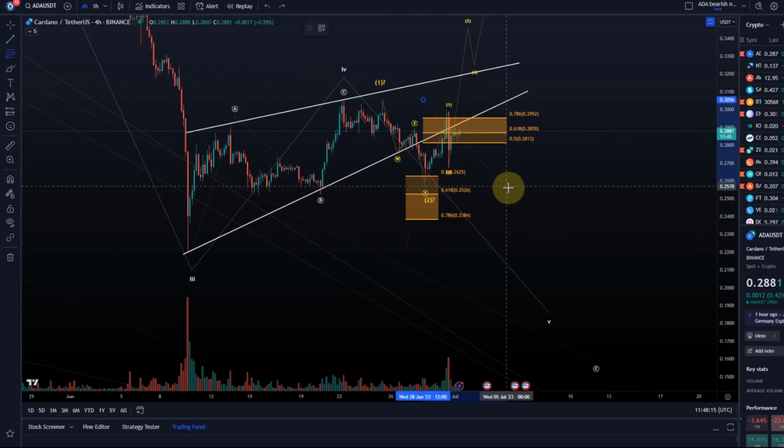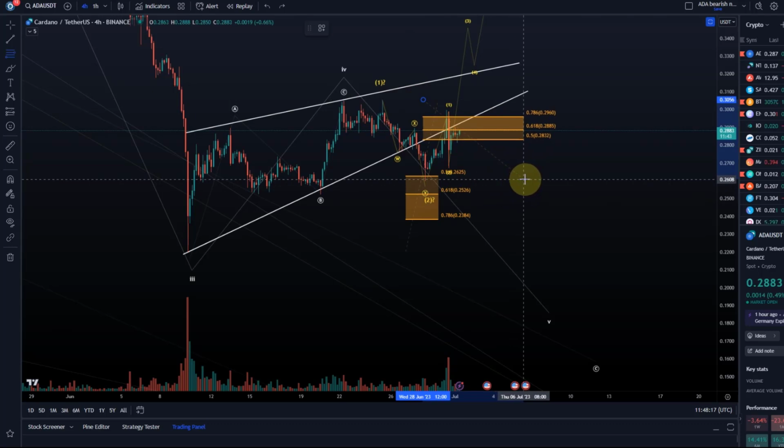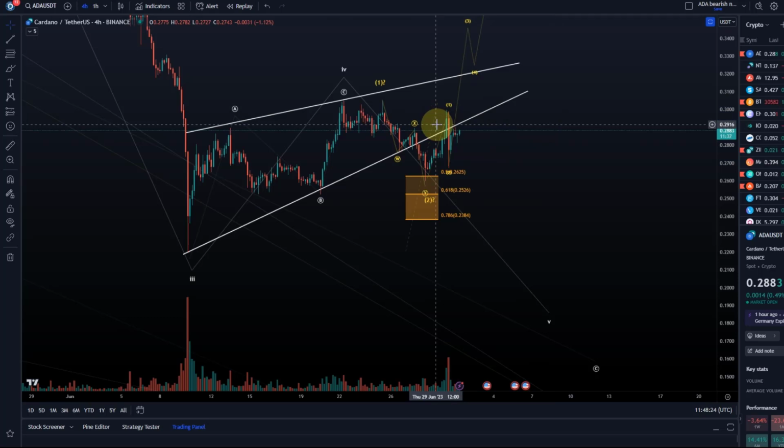It got rejected at the 78.6 retracement. It only briefly broke above it yesterday, but it failed eventually. So I cannot really talk about a sustained breakout or that it has convinced us already that it's going higher. From that point of view, we need to be open to both ideas.